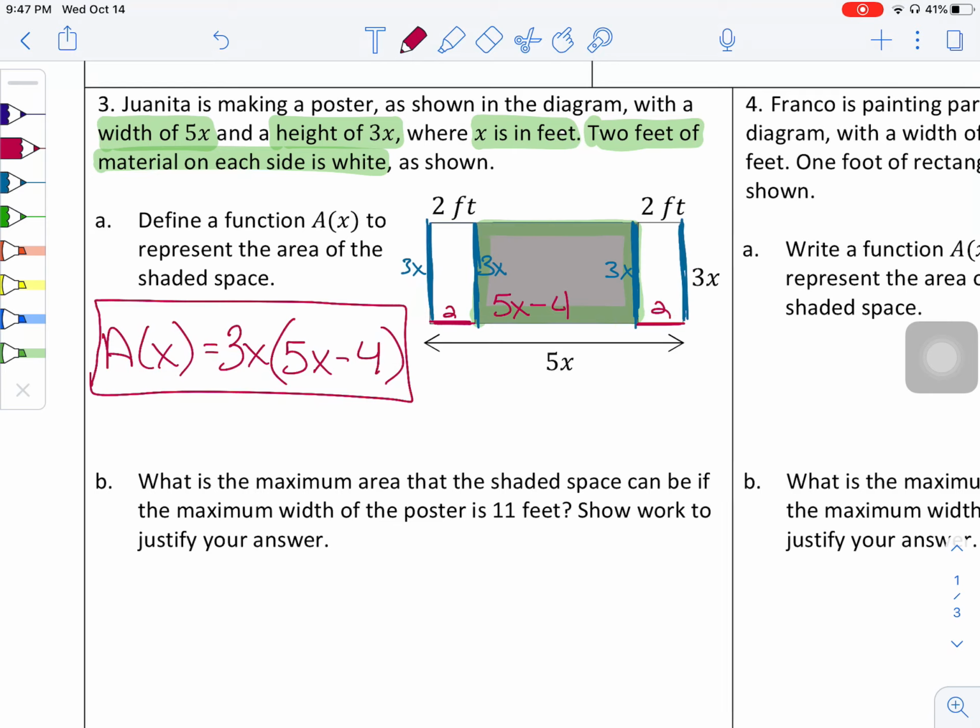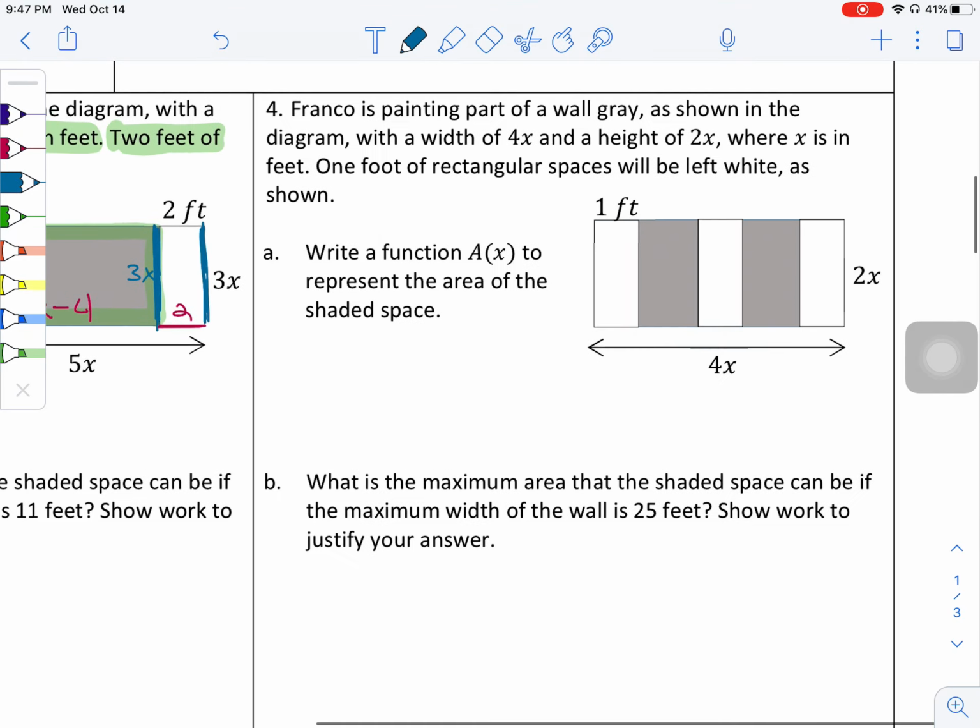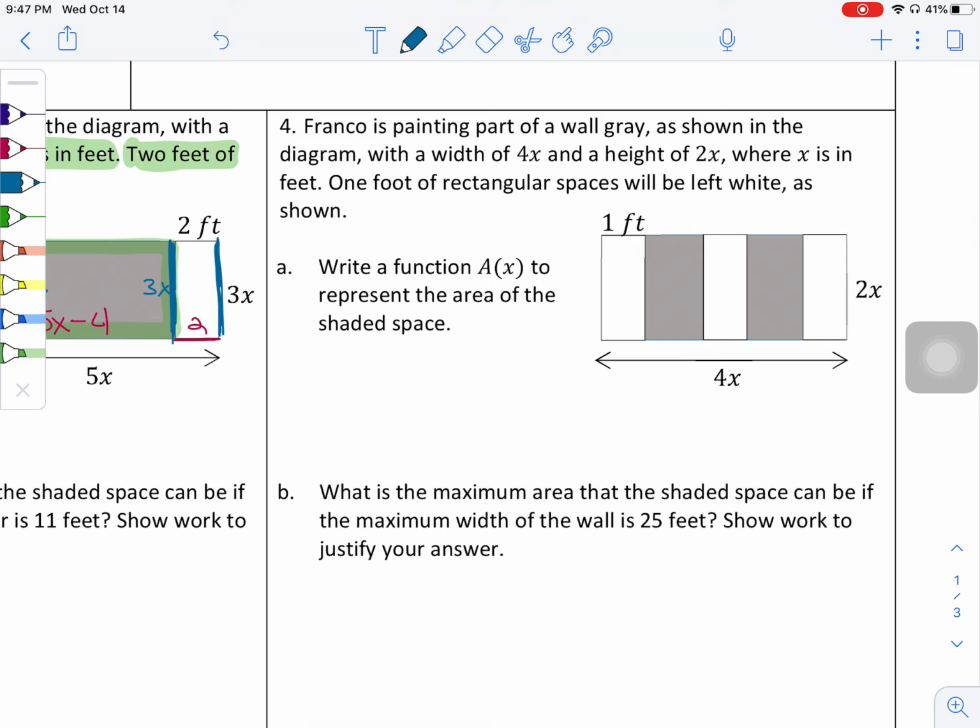Okay, again, I know Part B has some more information. We'll get to that, but for right now, again, I just want to focus on writing the functions. All right, so number 4 here. Let's see what we've got here. Franco is painting part of a wall gray, as shown in the diagram, with a width of 4x and a height of 2x, where x is in feet. All right.